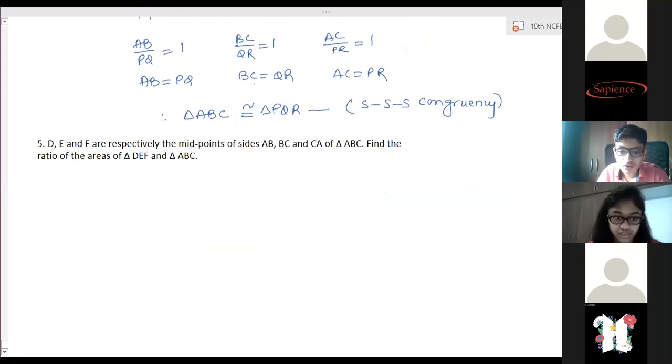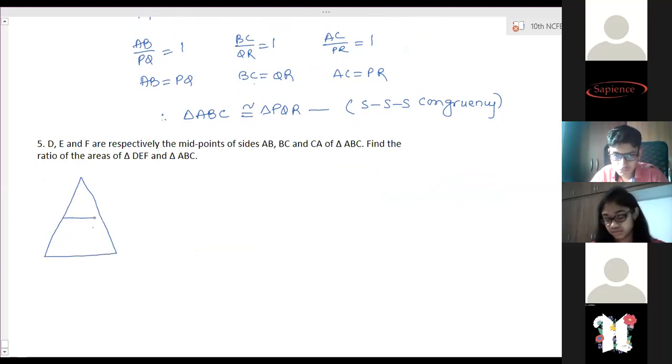The midpoint of the triangle, ma'am. The ratio will be 1:4. 1:4, right? Now, how to prove this? One very simple method I will tell you. A very easy method.